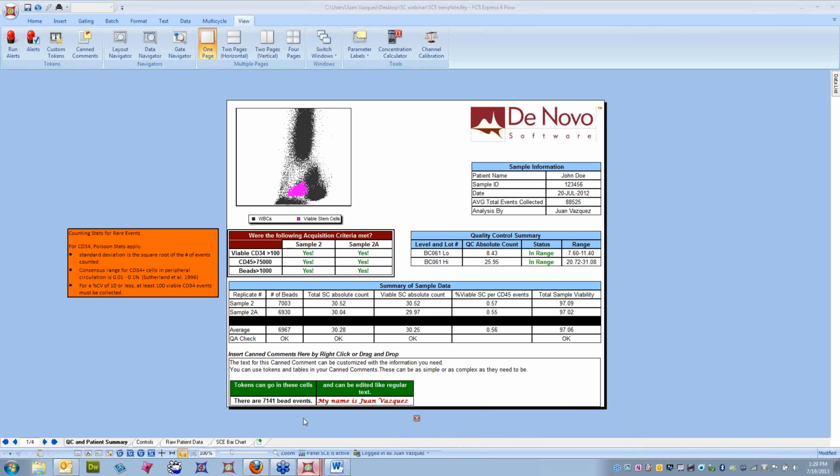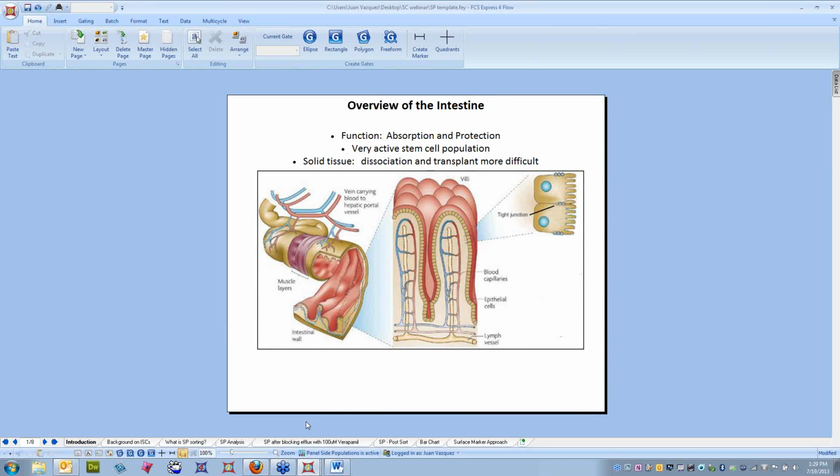So I'm just going to put on our side population template. And it seems like we do have a question. Great. Yep, it seems like everyone can hear you.